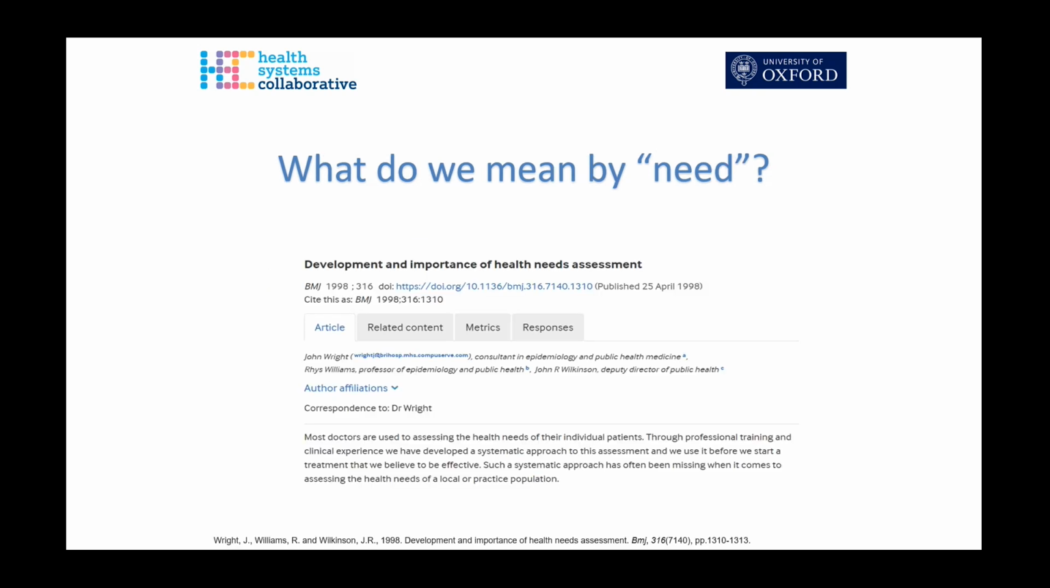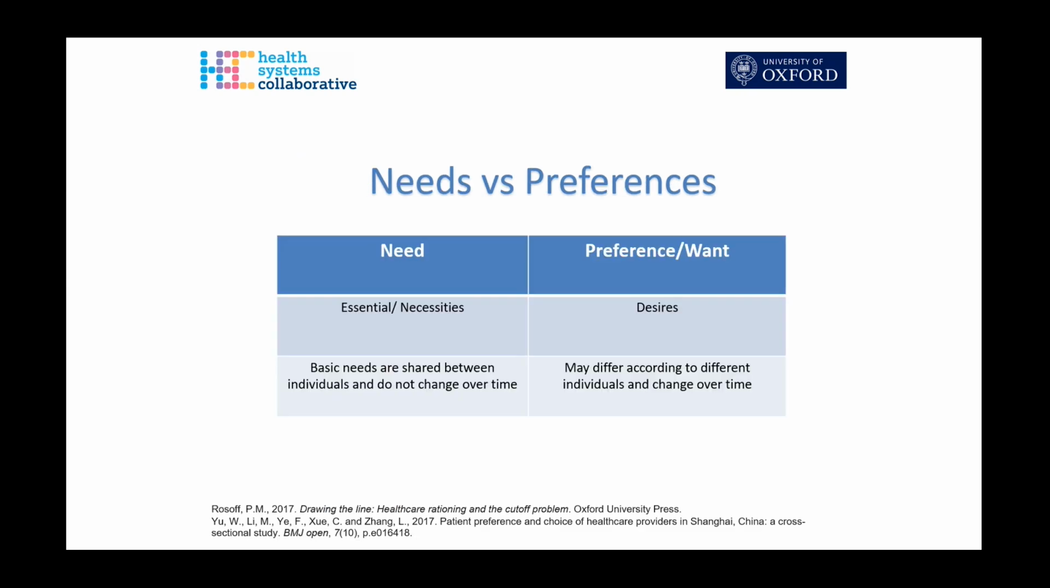John and his colleagues, in their paper Development and Importance of Health Needs Assessment, defined needs in the healthcare context as the capacity to benefit. And they meant that if the health needs are well defined, a successful intervention should be made available to address those needs and enhance the overall health provided. So what's also important to know is how to distinguish between needs and preferences or wants. Those words are used interchangeably.